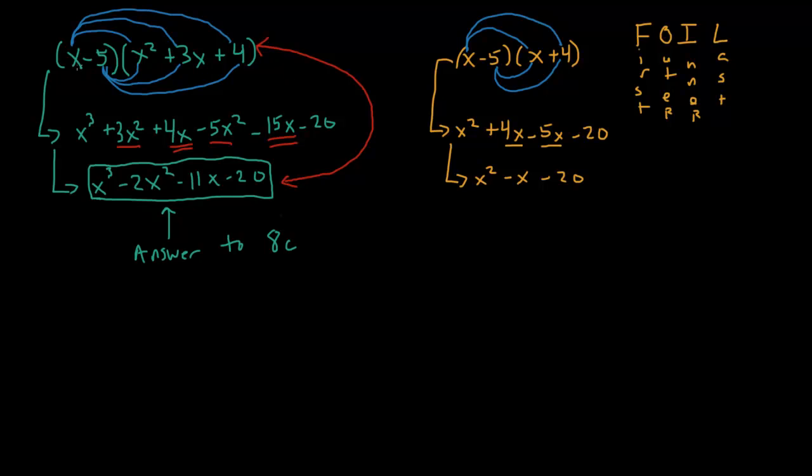Now, I didn't use equal signs here. I should have. I should have said equals, and I should have said equals. That's my bad on the notation there. But what we did here is just multiply. This right here is just a factored version of this right here. This is called standard form.